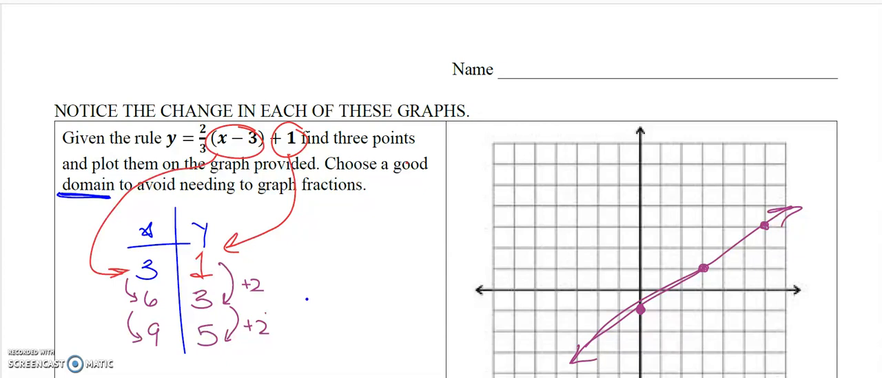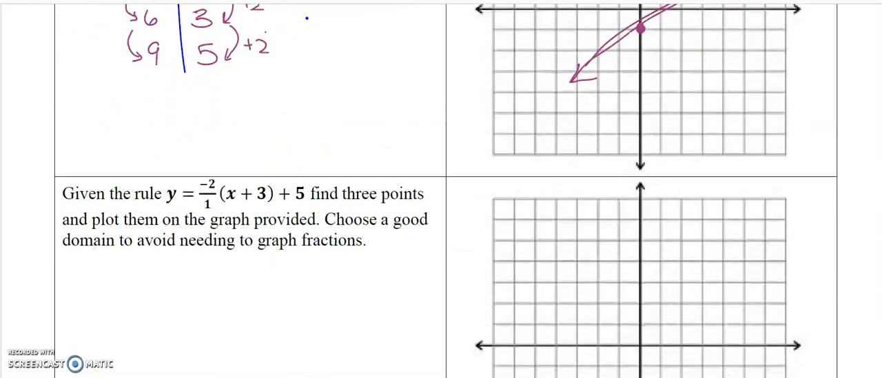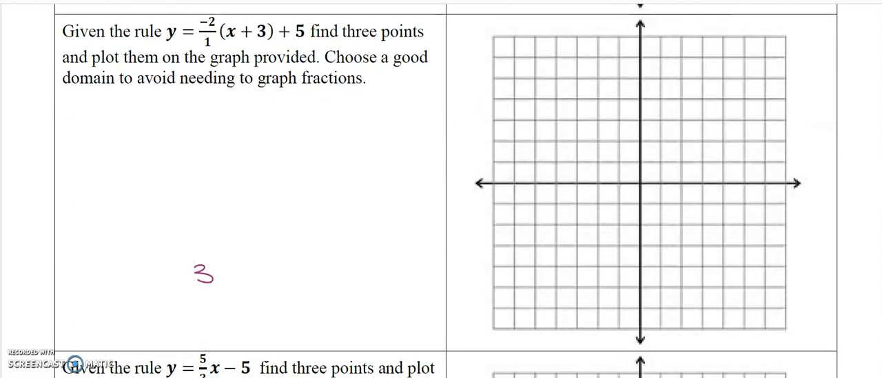At this point, let's go ahead and move on to the next graph, graph number 2. I don't know why there's a 3 there, but it's gone now.